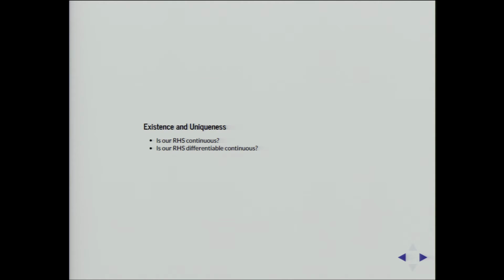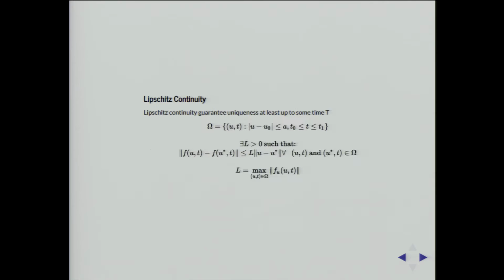So I'm going to go through this a little bit quicker than expected, but what we want, for our right-hand side, is to ensure uniqueness and existence. So we need to know: is our right-hand side continuous, to ensure existence, and continuously differentiable, to ensure uniqueness? We want to answer those two questions, and what we want to ensure about our specific problem is that this problem satisfies the Lipschitz condition, which is, given my domain, I want to ensure that this is Lipschitz continuous on u at least up to some time t.